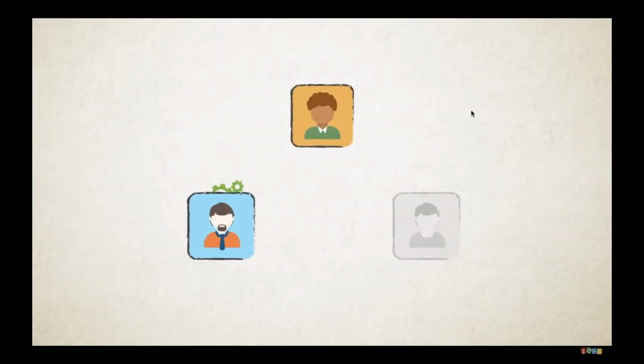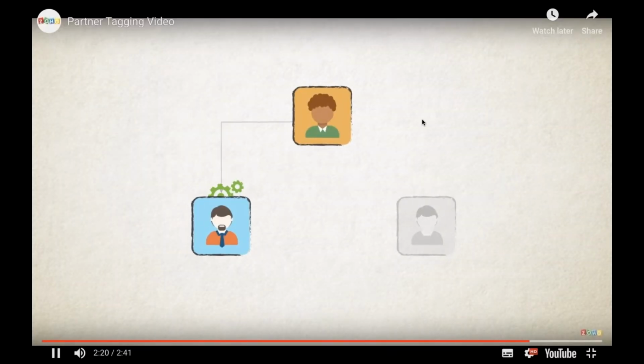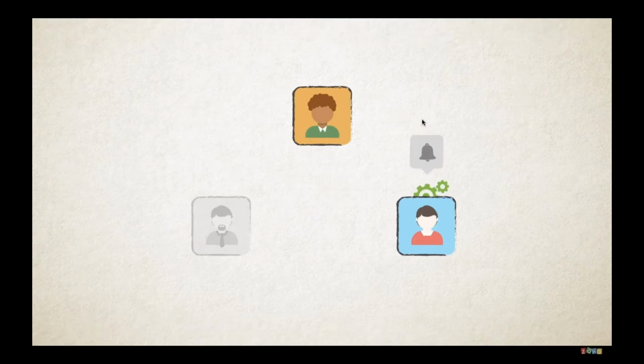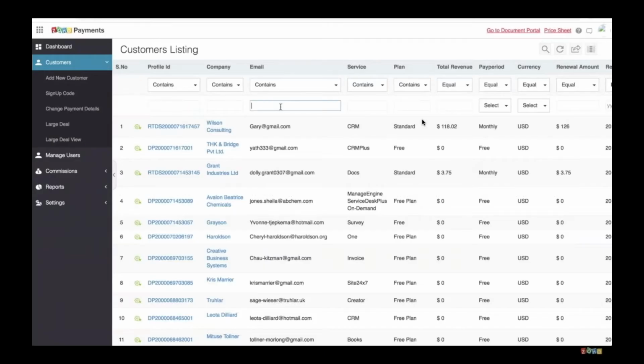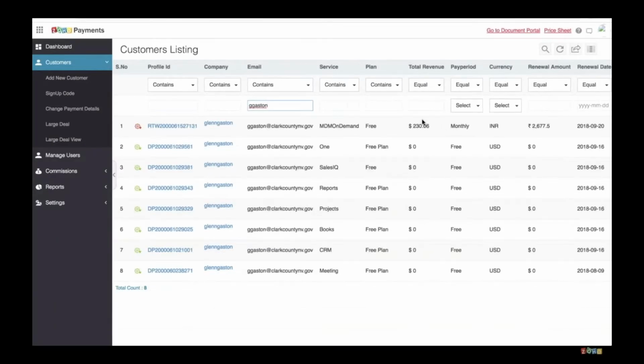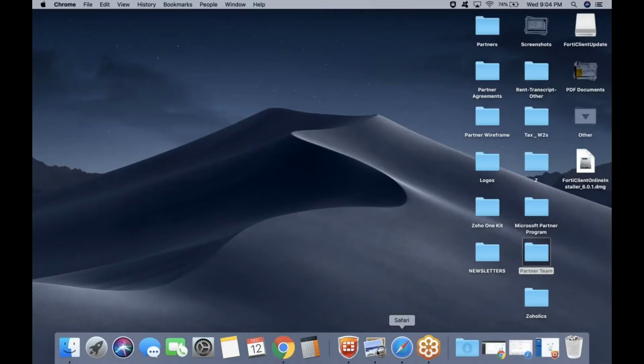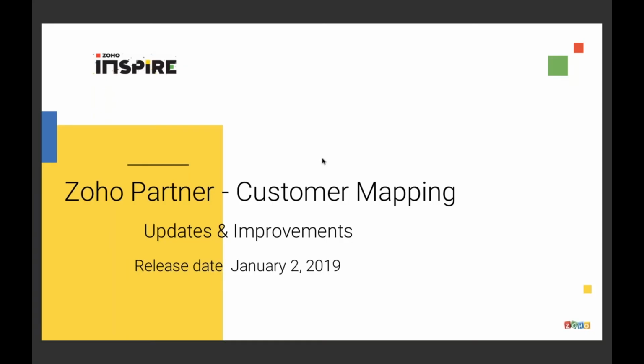When a service is retagged from one partner to another, the new partner will be notified about the tagging and the old partner about the removal. Once the tagging process is completed, the partners can view the customers listed in their partner store. Reach out to the team on Partner Connect or email at partner-support@zohocorp.com.